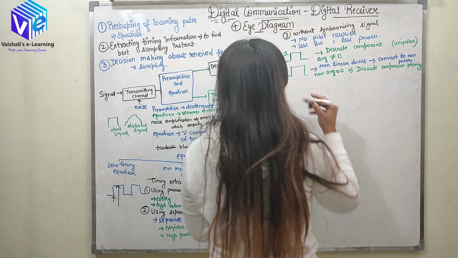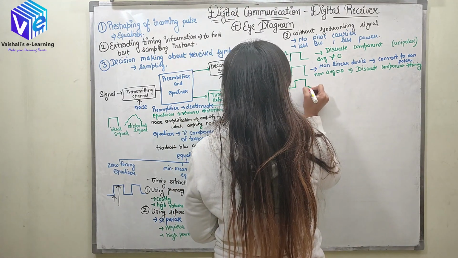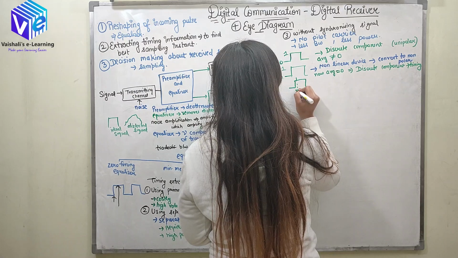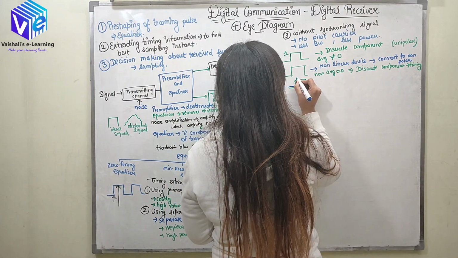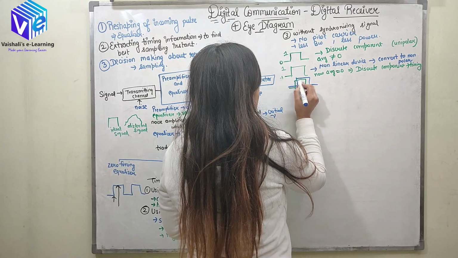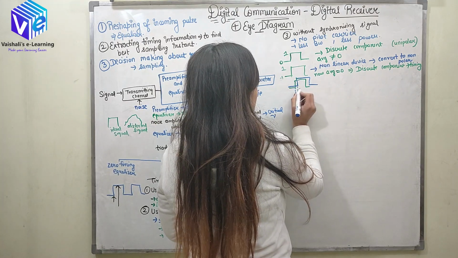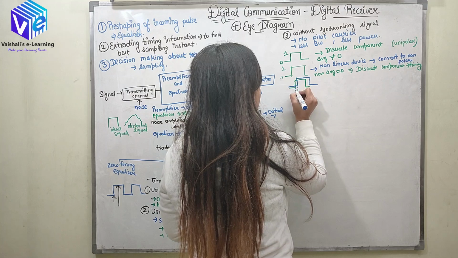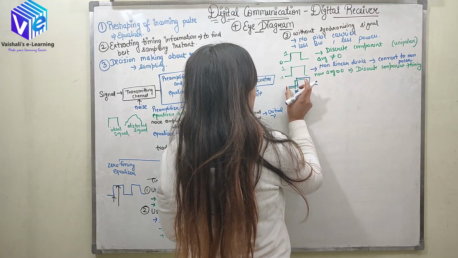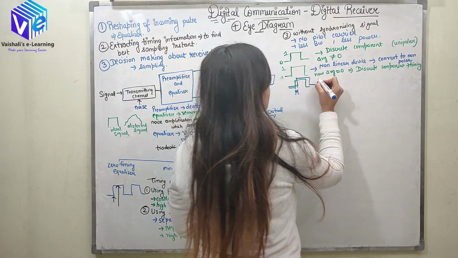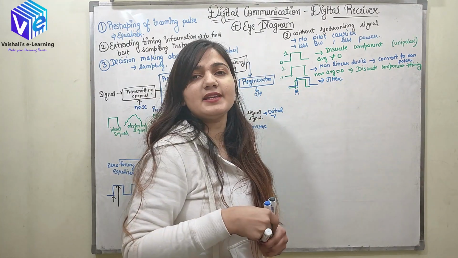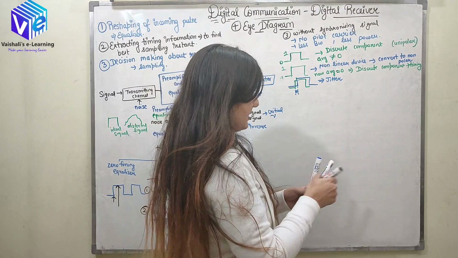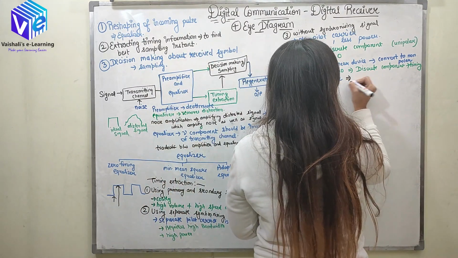So now we have jitters as well. Jitter is the displacement of the data from its original position. This was my initial data. This is my new data. So the new data is displaced by some time. So this is called jitter. Jitters can be easily tackled using a highly stable phase locked loop.